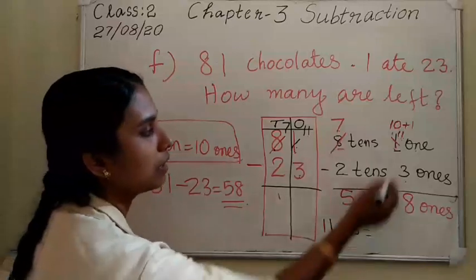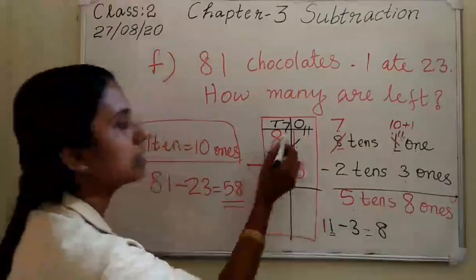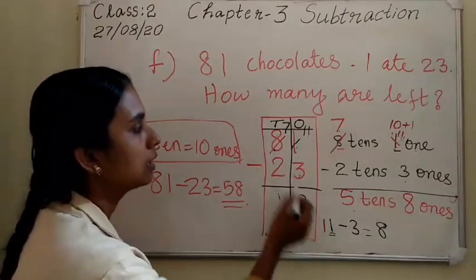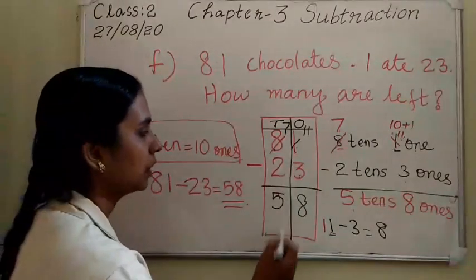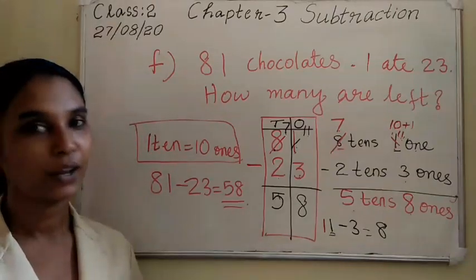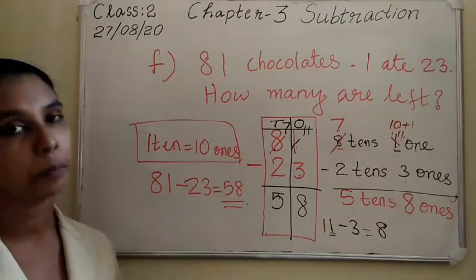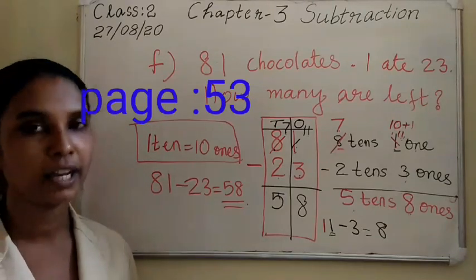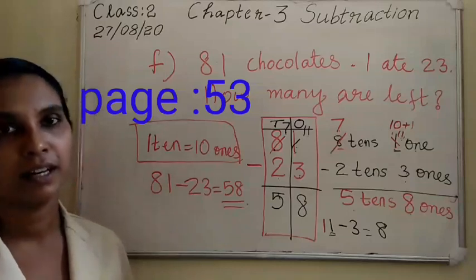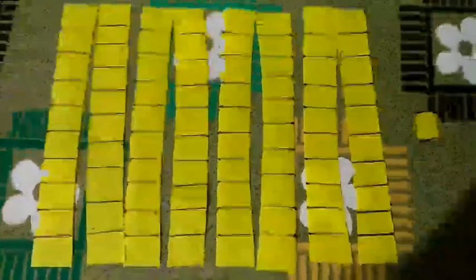11 minus 3 is 8 and 7 minus 2 is 5. Yes? I hope you all have understood what is regrouping and how do we subtract with regrouping. Okay? Then you can do your textbook exercise page number 53. I hope you all have understood today's class. Thank you.